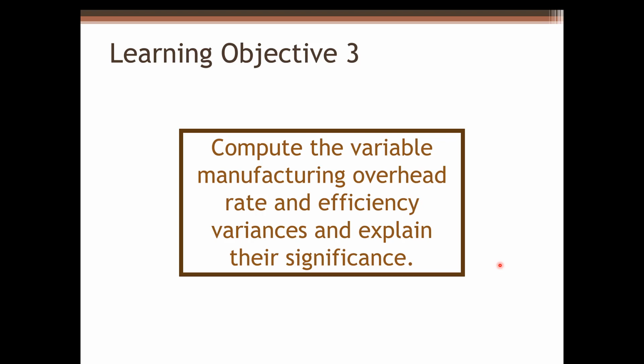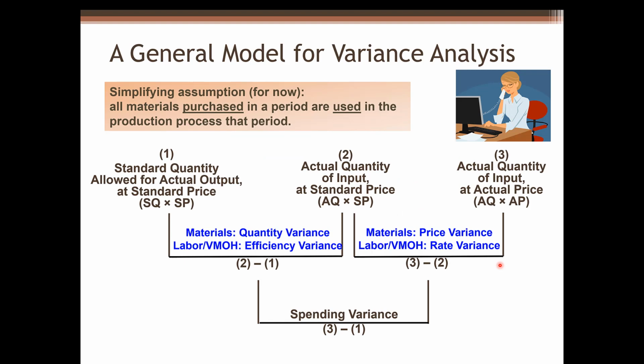Learning objective 3 is to compute the variable manufacturing overhead rate and efficiency variances and explain their significance. Before we take a look at example, let's refresh our memory. For quantity variance and price variance, the calculation for materials, labor, and the variable manufacturing overhead is the same, but in different names. For materials, we still use quantity variance and price variance. But for labor and variable manufacturing overhead, we name variances as efficiency variance and rate variance.